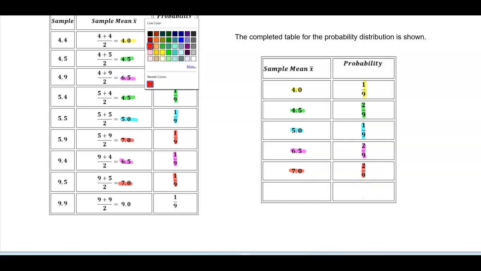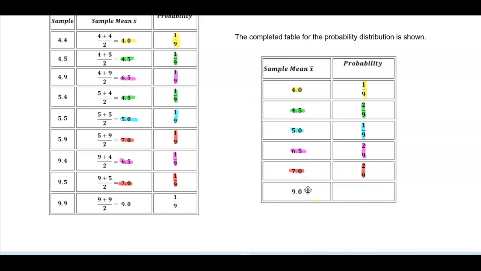And then the last one, we have the sample mean of 9.0. And so we only have one of those, which is 1 over 9. So therefore, the probability of that represents 1 out of 9. So there is the completed table for the probability distribution shown below.